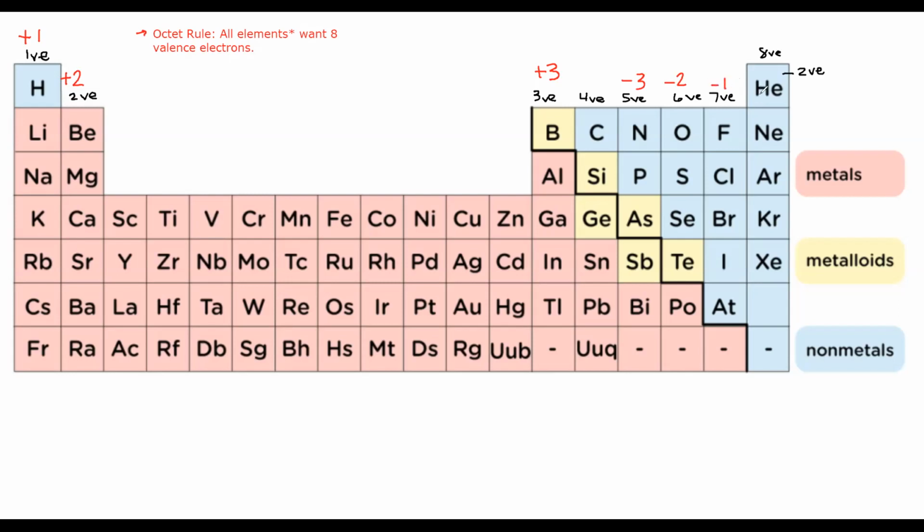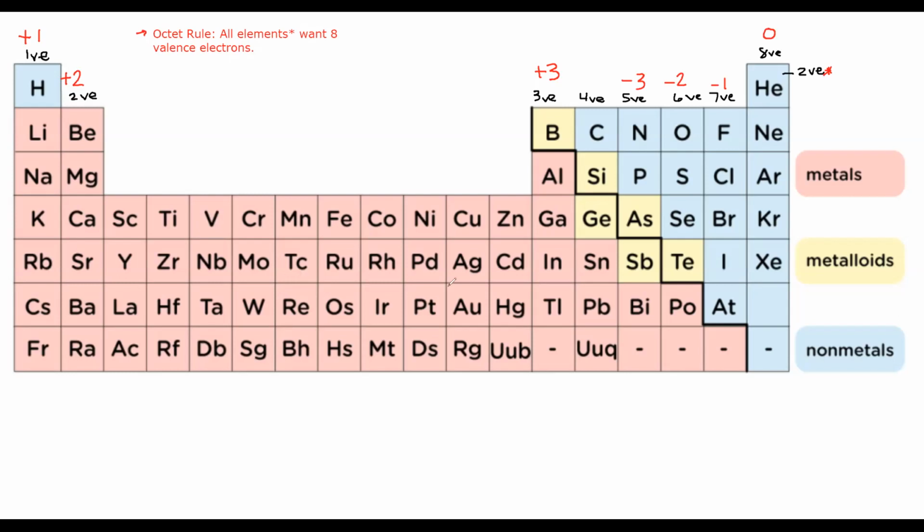Gaining 1 will give me a charge of -1. Now the noble gases, my group 18s, don't need to gain anything because they already have a full outer shell. So here's one of our exceptions, right? Helium does not want 6 more electrons. Helium is happy because it has filled that outermost shell, which is the n=1 shell. So my noble gases will form 0 ionic charge because they're happy as is.